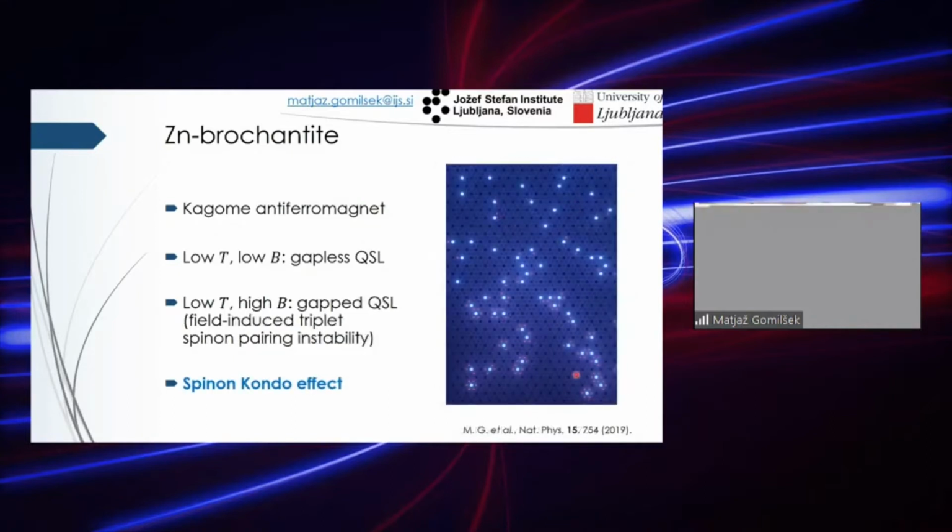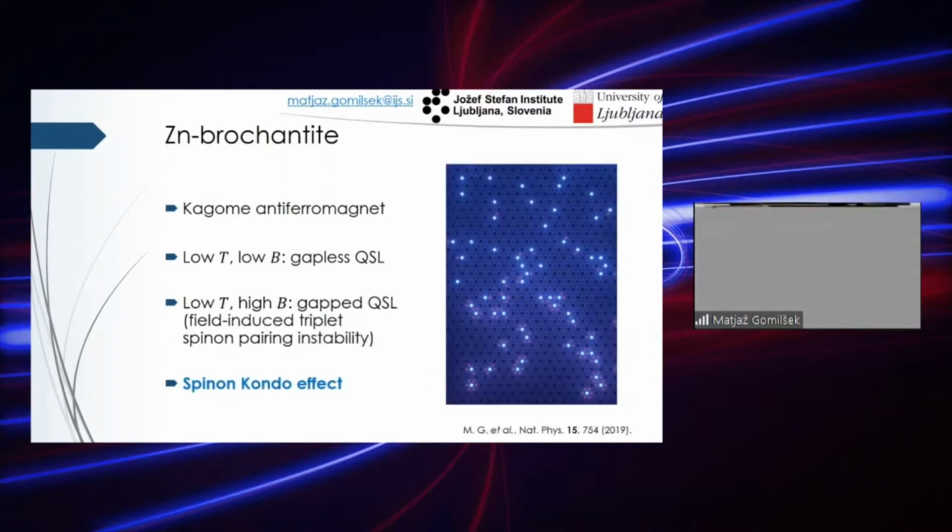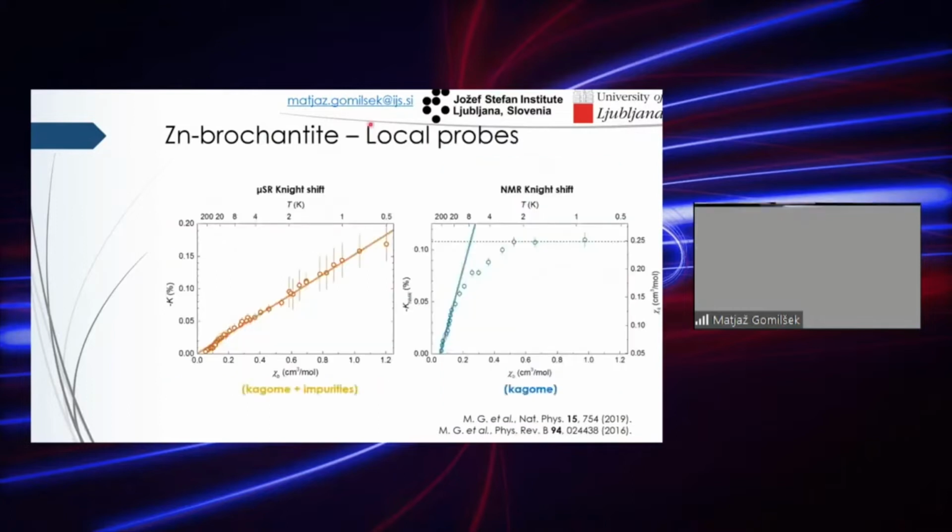But we also find a spinon Kondo effect. So this is the thing that's new. That wasn't observed in any kind of material before. All the other behaviors, the gapless behavior and spinon pairing instability, were observed in other materials as well, but this is the first material that shows a Kondo effect as well. That's clear. So we proceed by local probe measurements.